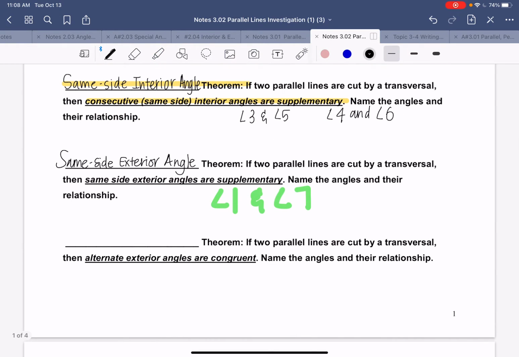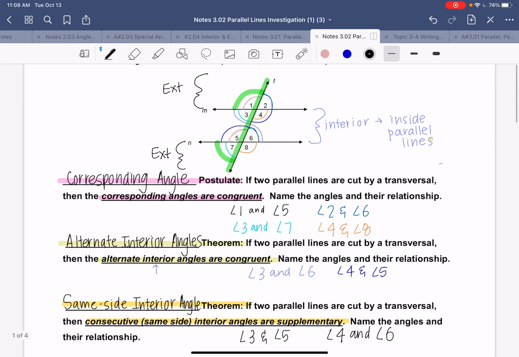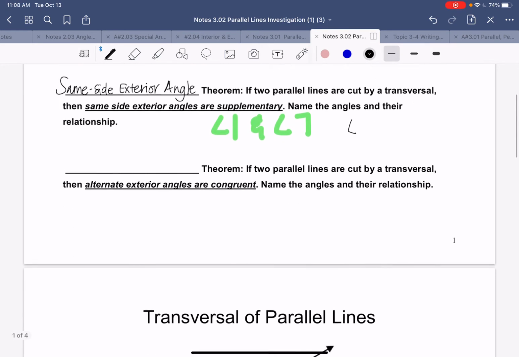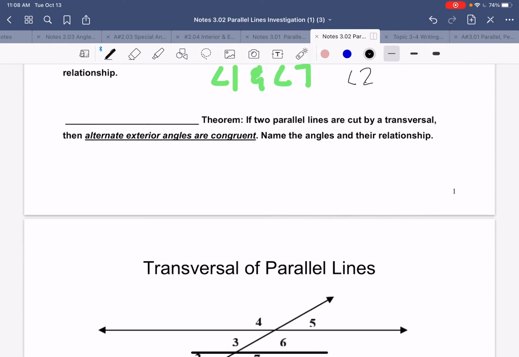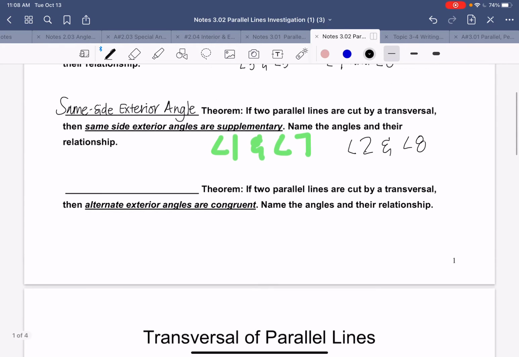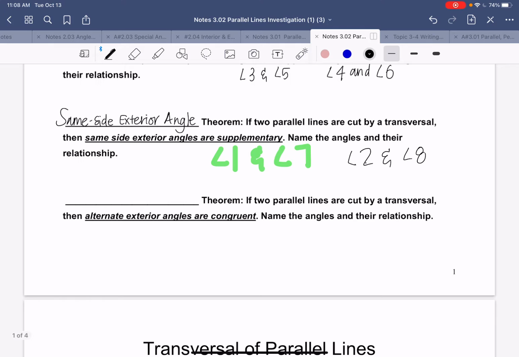And then angle 2 and angle 8. So angle 2 and angle 8 are also same side exterior. All right, the last theorem, the alternate exterior angle theorem. That theorem states, let's highlight this.